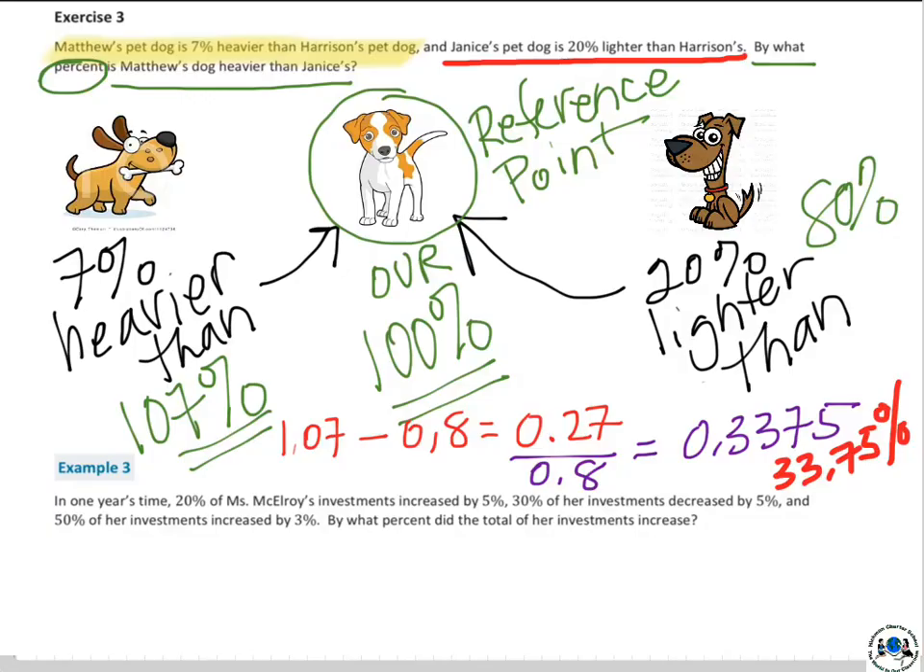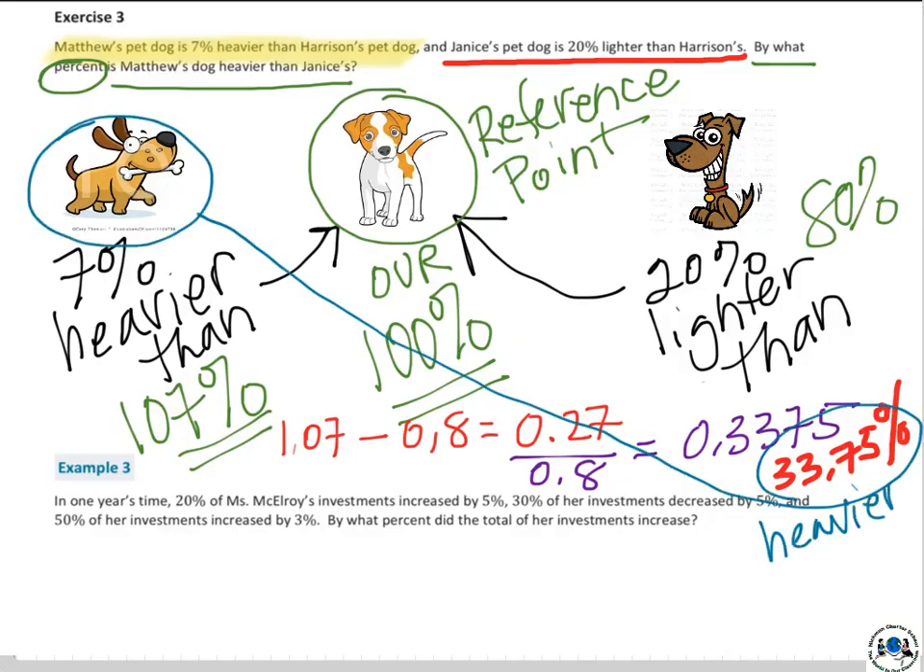Okay, so hopefully that went well for you using that same procedure, and you saw that it was very much a related problem, one related to the one prior to it. I'm sure no one had as cute little doggies as I did, but hopefully a couple of you had some drawings. Okay, and there we go. So Matthew's dog is 33.75 or 33 3/4% heavier than Janice's dog. All right.